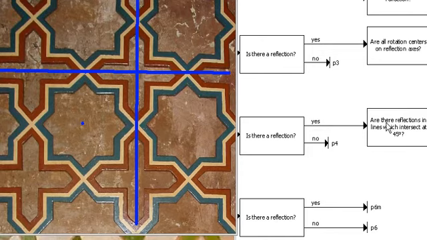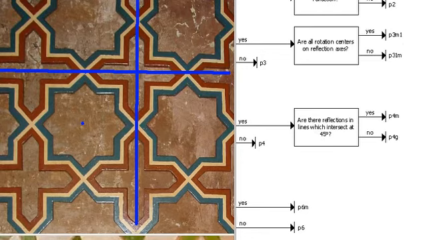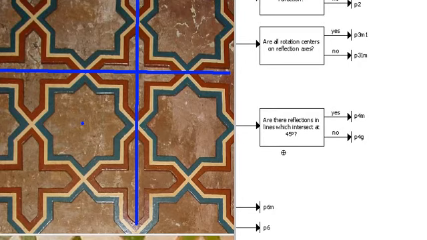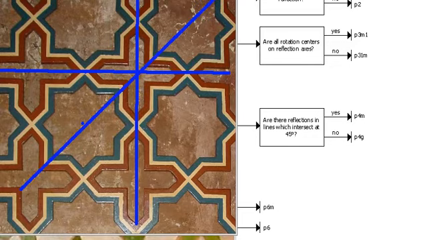Yes. Are there reflections in lines which intersect at 45 degrees? Well, they're intersecting here at 90 degrees. This would be 90, but look at this. Isn't this also a reflection line? Yep. And if we take the other diagonal as well, that's also a reflection line. So these are actually 45 degrees.